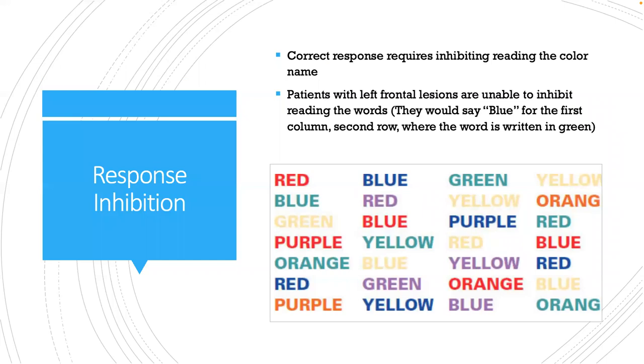So it takes some effort to look at, say, this word here, and instinctively you may want to say purple because you're reading the letters of it, but the task at hand is to say red because it's written in the color red. So patients with left frontal lesions are really unable to not read the words. So they continue reading the words. They would say, let's see, blue for the first column, second row here, this blue, where they should say green instead.